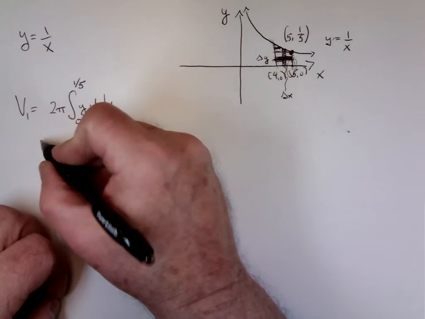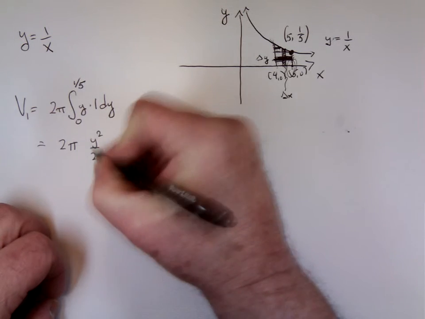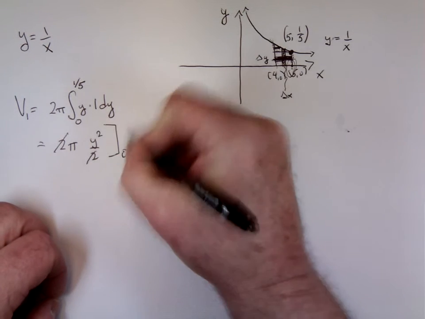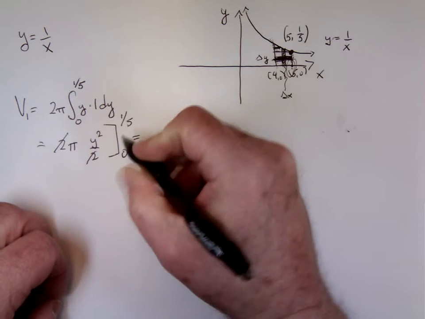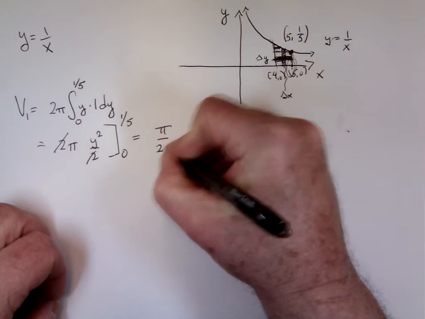So let's do it. 2 pi, integral y dy, y squared over 2, 0 to 1/5. We'll end up with y squared, 1/25, so it's pi over 25.